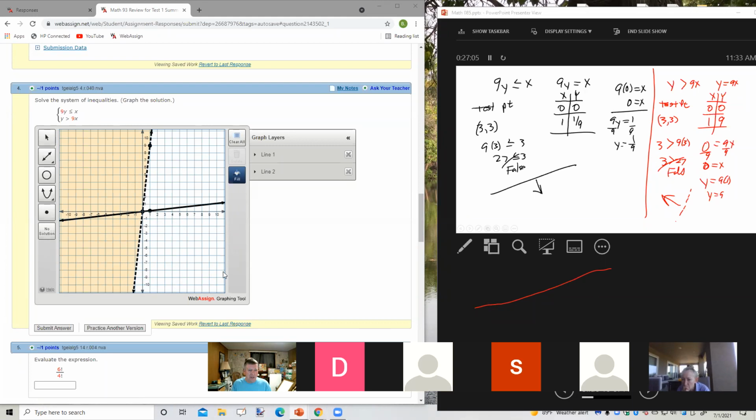So let's go back and get rid of these. So for the solid line, it's here and here. For the dotted line, it's here and here. So where do they overlap? Down here. Everybody see that? Yes. Okay.